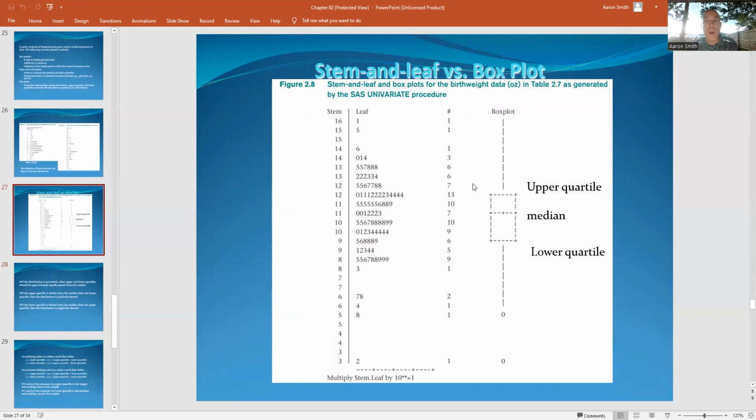Oh, and all right, so how we interpret symmetry and skew. If I see that the distance from median to quartile is very different from median to quartile on the other side, I conclude I have a skew distribution. Whichever side has a bigger distance between median and quartile, that is the direction of the skew.